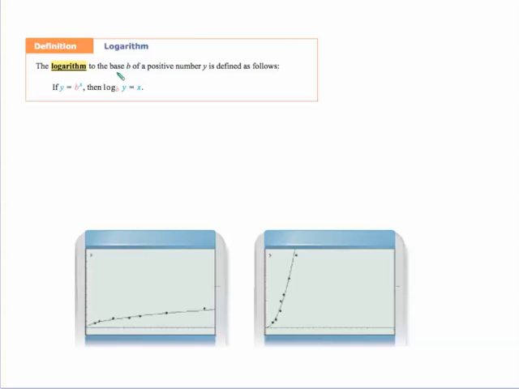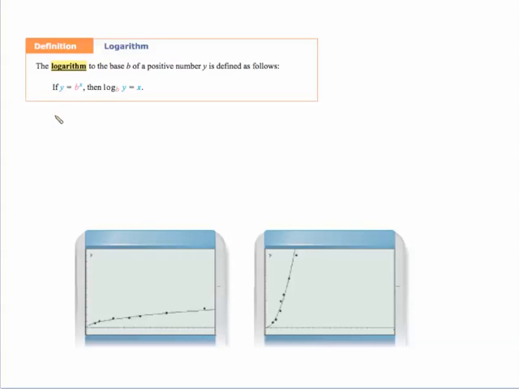A logarithm is, and you probably want to take notes on this, so write this down. The logarithm of the base b of a positive number y is defined as: if y equals b to the x, then log base b of y is equal to x. All this is really is just an exchange of formatting. So my easiest way of remembering this, let's just start there.